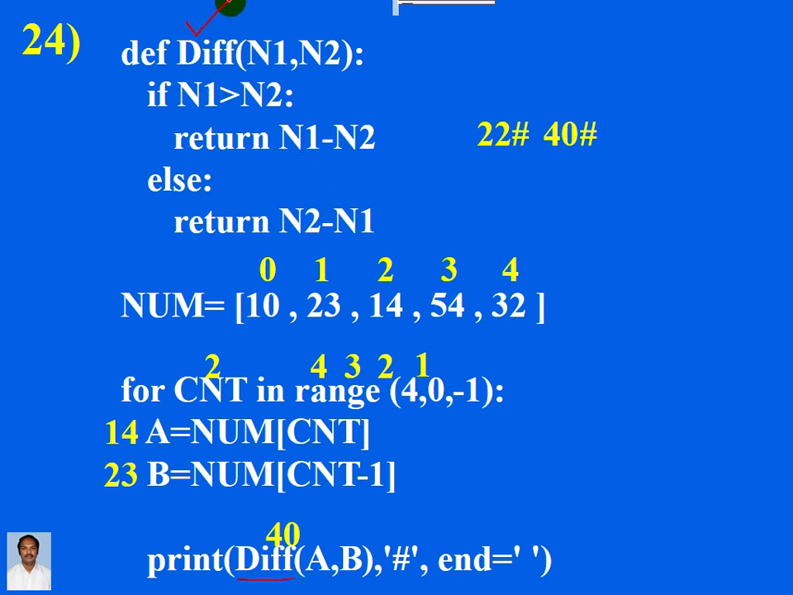Control reaches the point where the function is defined. A is passed to N1. So what does A contain? 14. So your N1 contains 14. B is passed to N2. So B contains 23. So your N2 contains 23. 14 greater than 23. Wrong. So control comes to else part. Return N2 minus N1. 23 minus 14, 9. So 9 is returned as answer.